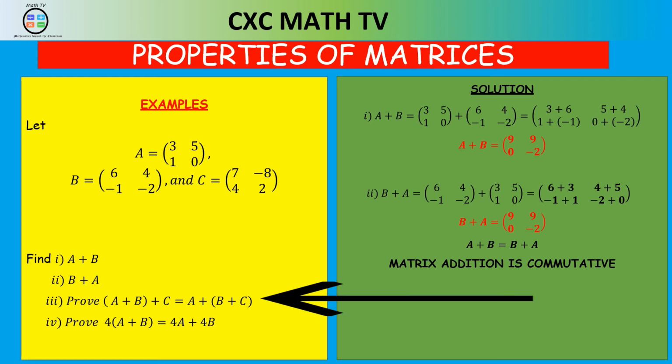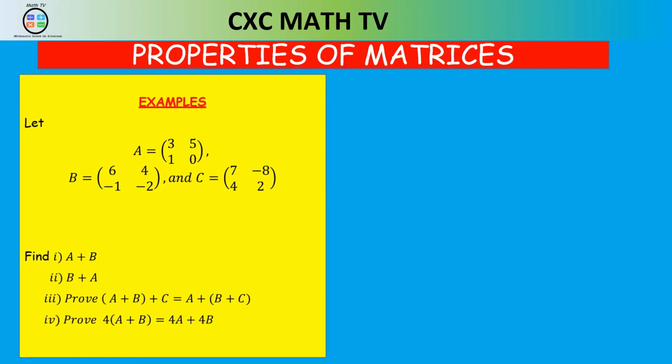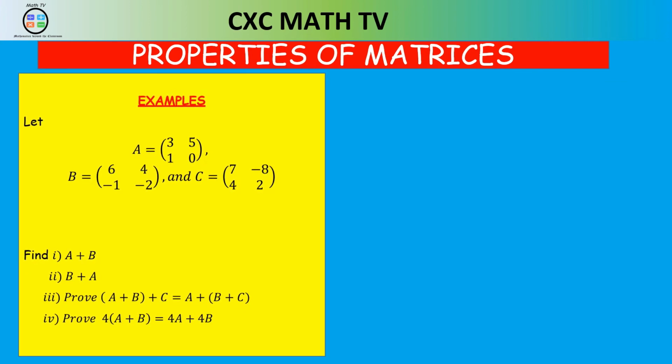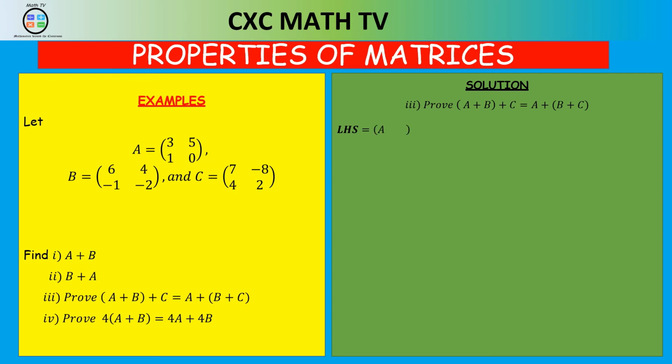Now look at the third part. Prove that (A + B) + C is equal to A + (B + C). Now A + B was already worked out from the previous part of the question to be 9, 9, 0, negative 2. And now we're just adding matrix C to it: 7, negative 8, 4, 2. Now 9 + 7 is 16. 9 minus 8 is 1. 0 + 4 is 4. Negative 2 + 2 is 0. So A + B, then add C, is 16, 1, 4, 0.